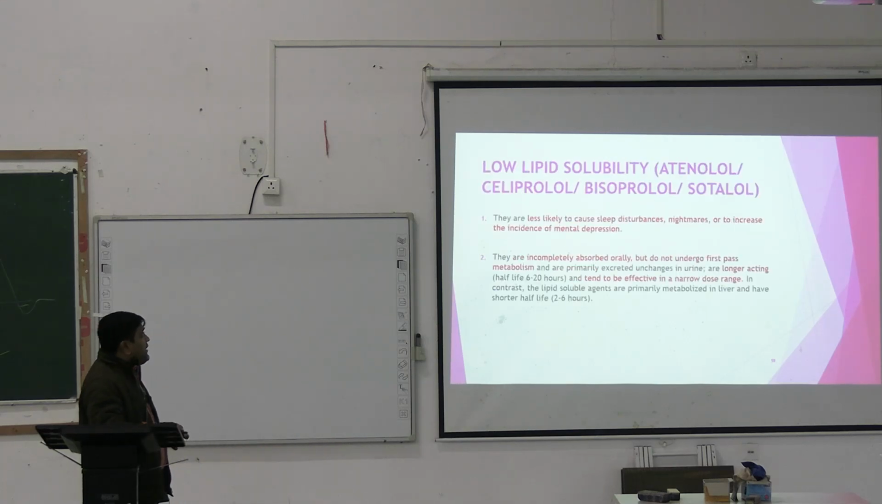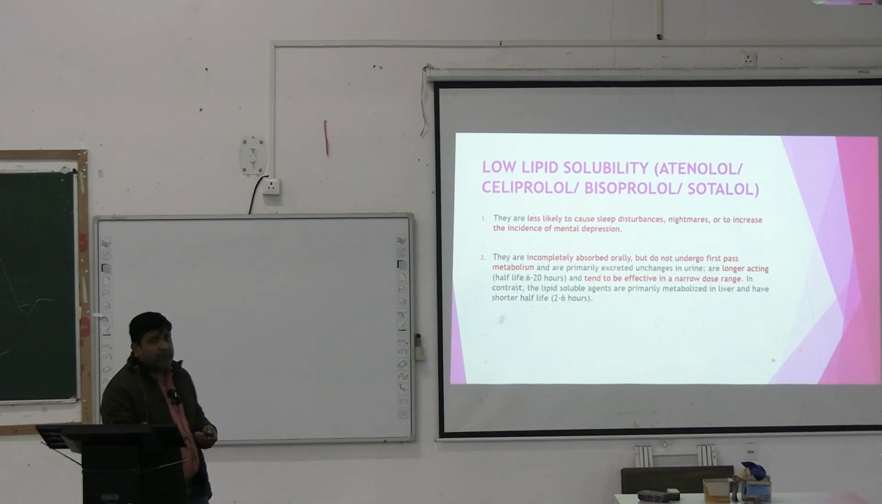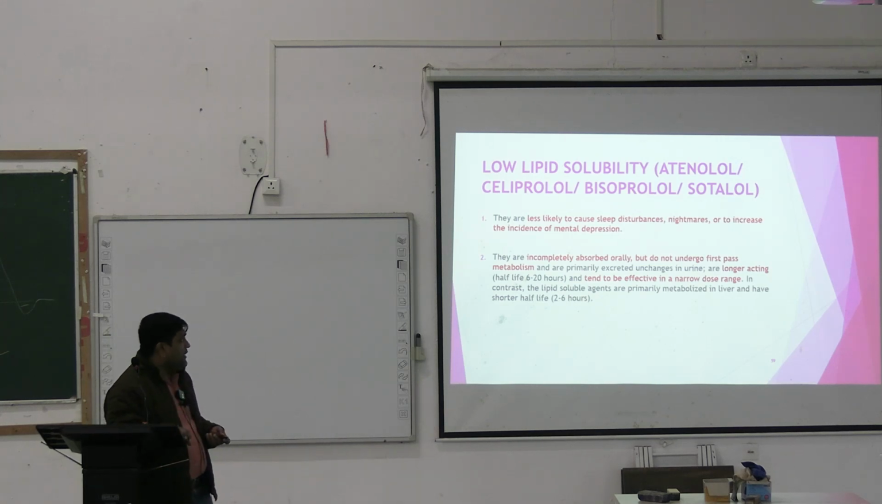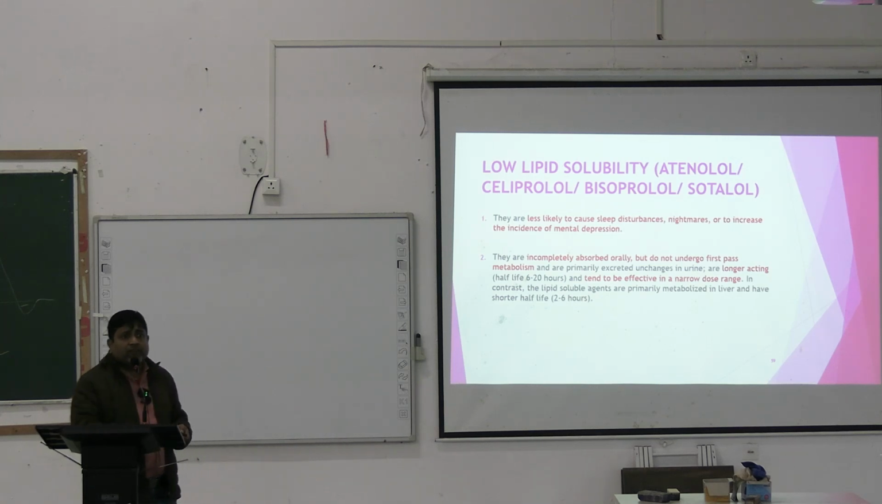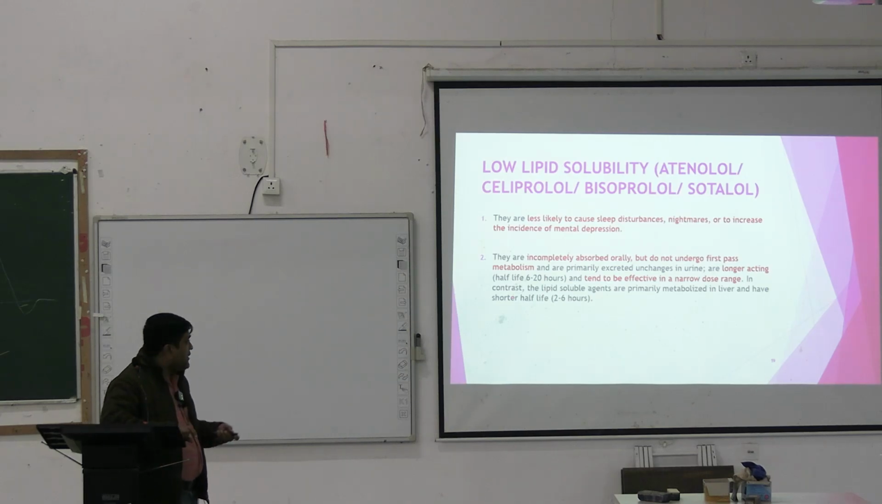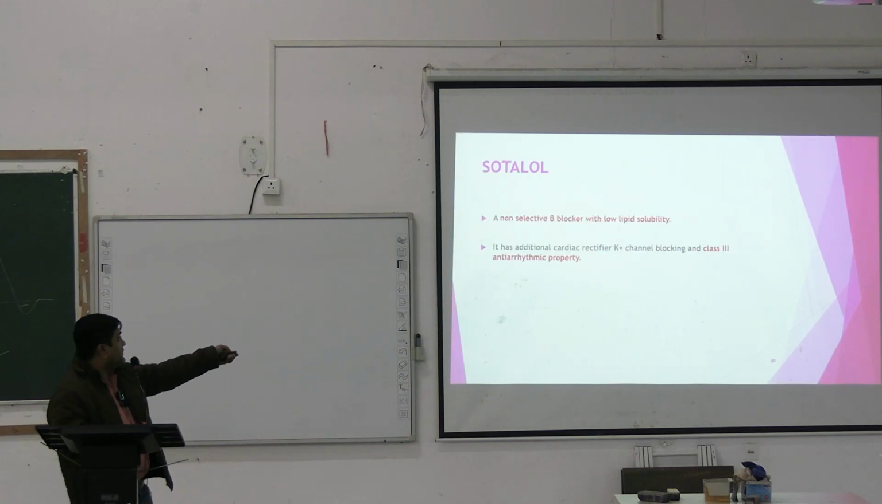Low lipid solubility beta blockers include atenolol, celiprolol, bisoprolol and sotalol. So, with low lipid solubility, they cannot cross the blood-brain barrier. Less likely to cause sleep disturbance, nightmares or mental depression. They are incompletely absorbed orally. They do not undergo significant first pass metabolism. So, half-life is longer, 6 to 20 hours. They tend to be effective in narrow dose range.